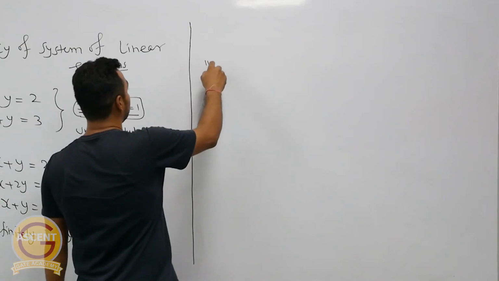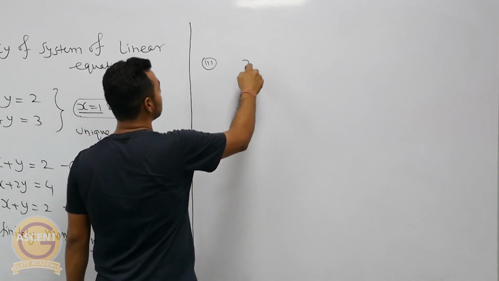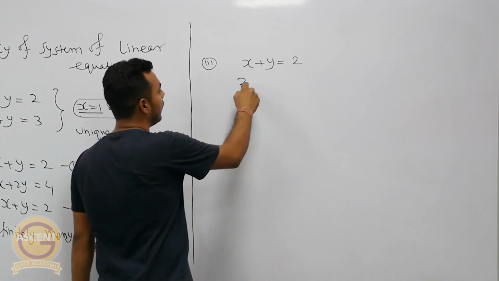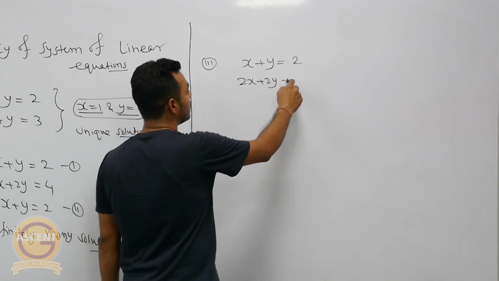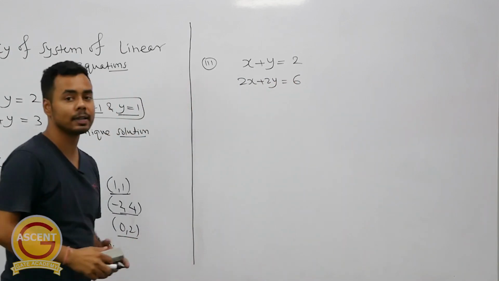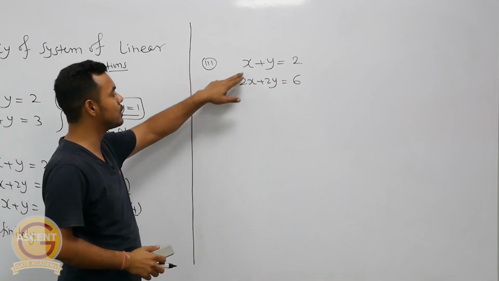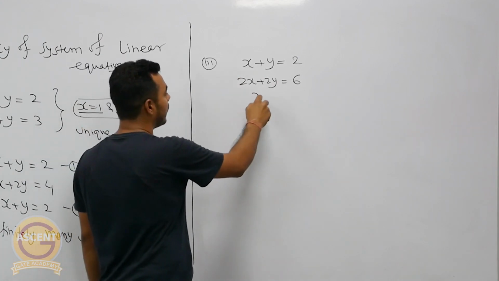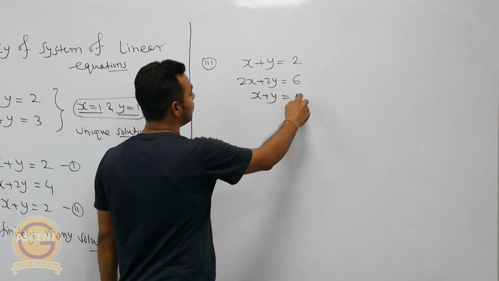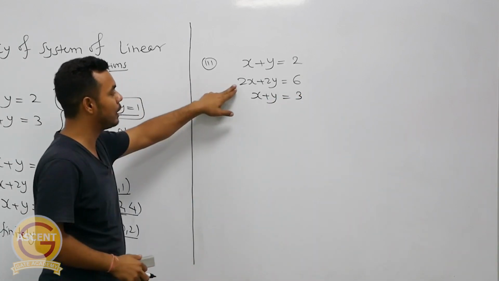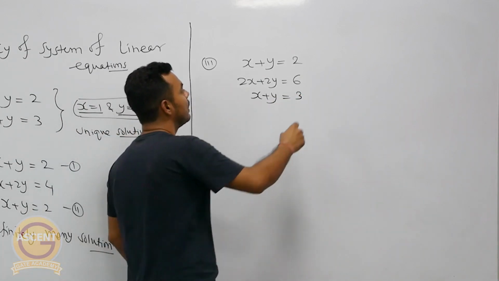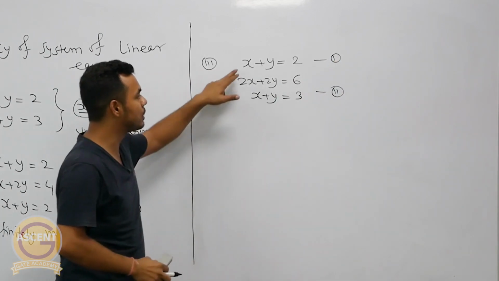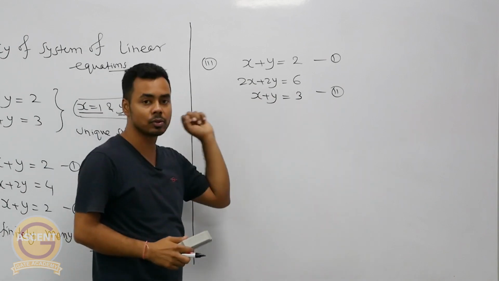Now the third example that we are going to take is, suppose I have the equation, say, x plus y equals 2, and the second equation is 2x plus 2y equals 6. Now here if I ask you how many values of x and y are possible which will satisfy both the equations? So if you see carefully, the second equation is nothing but x plus y equals 3, if I divide the second equation by 2. So now these are the two equations that you have. First equation, x plus y equals 2. Second equation, x plus y equals 3.